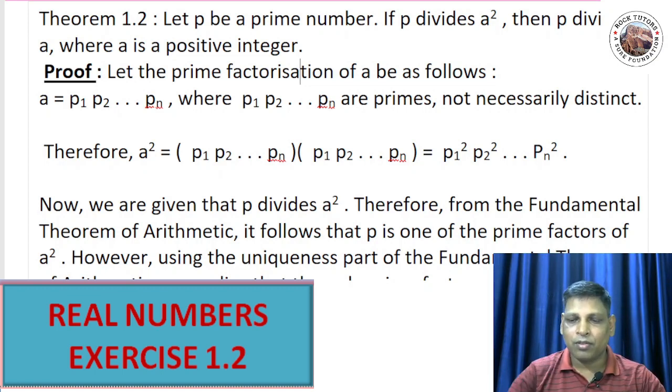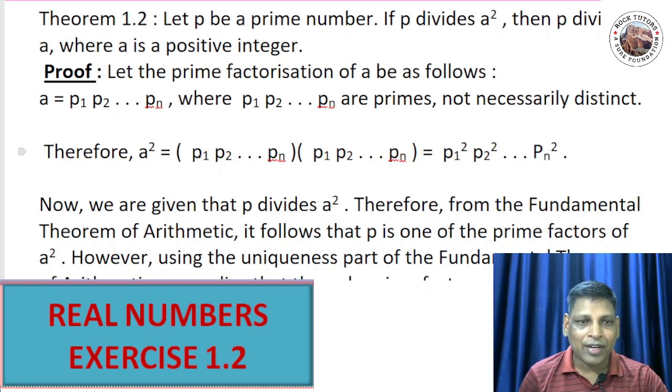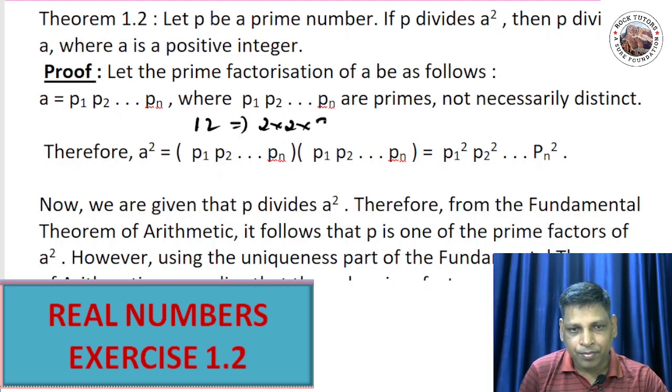Just before also I explained, suppose the prime factors of 12. The prime factors of 12 are 2 into 2 into 3. So here, saying p1, p2 and p3 are not necessarily distinct means that all the prime factors are not different ones. Here 2 is repeated, so prime factors can repeat. That's why I say that it is not necessary that p1, p2, p3 are all distinct. So you know the meaning of distinct.